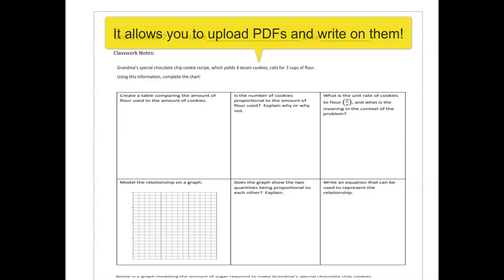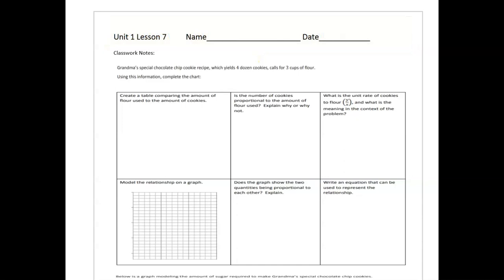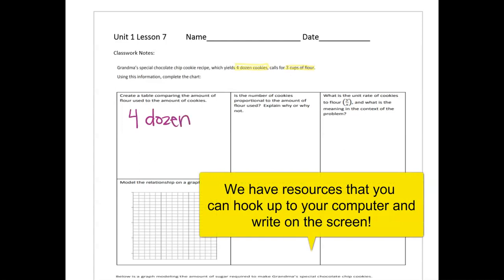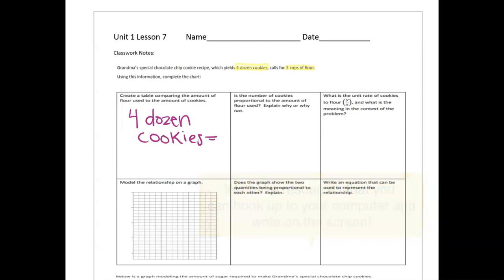So it says, Grandma's special chocolate chip cookies, which yields 4 dozen cookies. See, I can write right on this, just like I would in the classroom, calls for 3 cups of flour. And then use this information to complete the chart. You can write right in here for them, and they can write with you. And it's a great tool to make sure that you're providing instruction and they're doing what they're used to doing in the classroom and listening to you while you do it. And it's a great way to provide instruction.